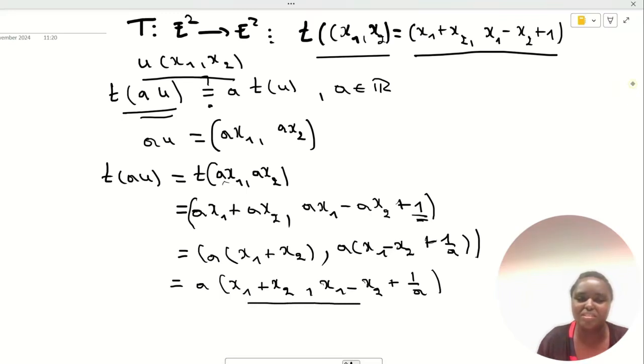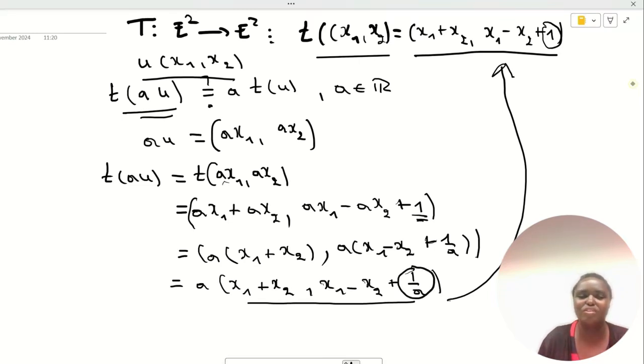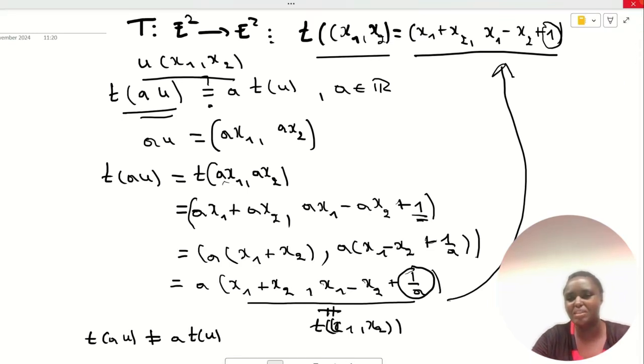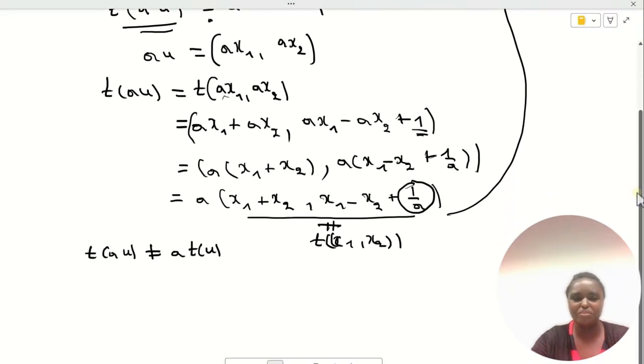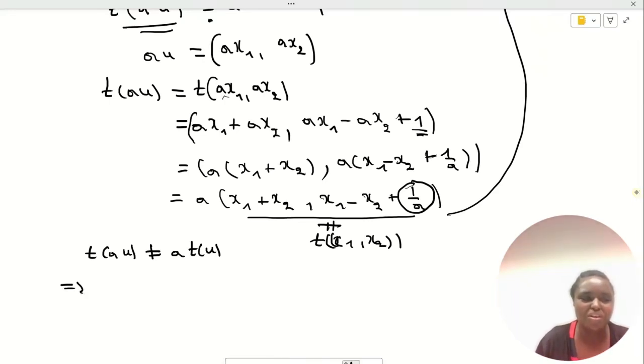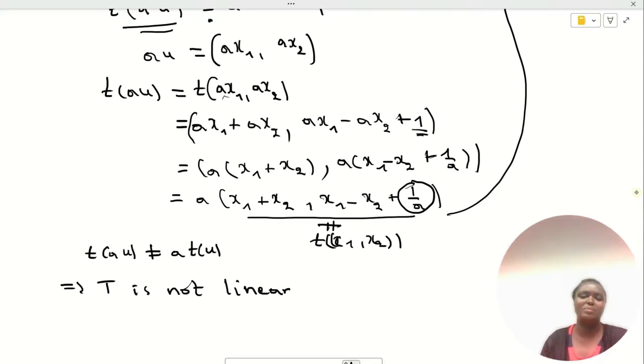So you see, is this equal to this one? No, they are different, because this one is totally different from this one. So this is different from T of (x1, x2). Therefore, T of a u is different from a T of u. Since they are different, the scalar multiplication property is violated, and therefore T is not linear. We don't need to verify the second property since the first property is already violated. Our function is not linear.